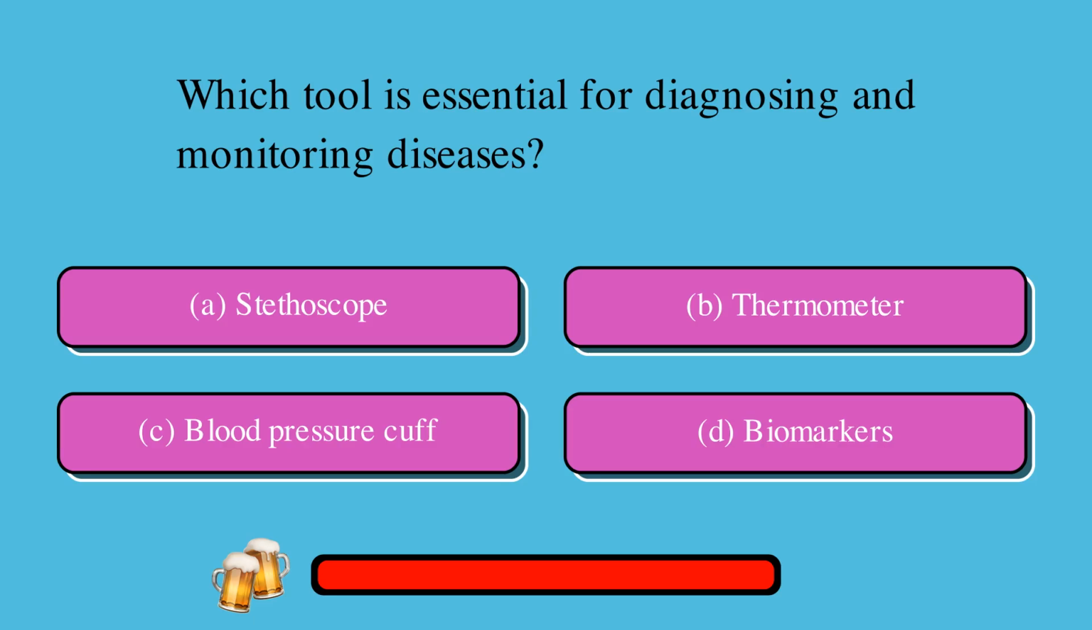Which tool is essential for diagnosing and monitoring diseases? A. Stethoscope, or B. Thermometer, or C. Blood pressure cuff, or D. Biomarkers. The correct answer is D. Biomarkers.